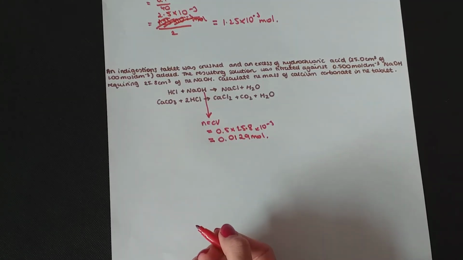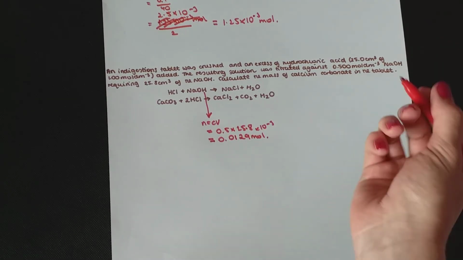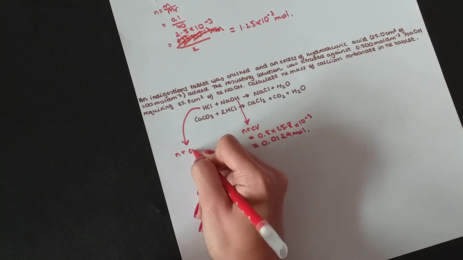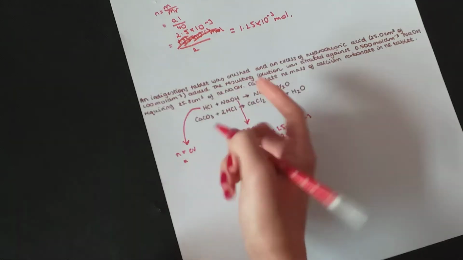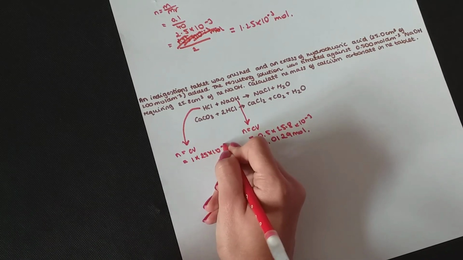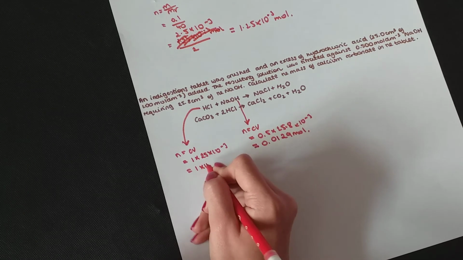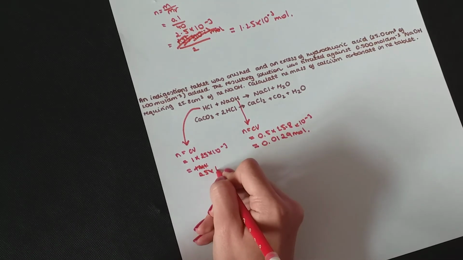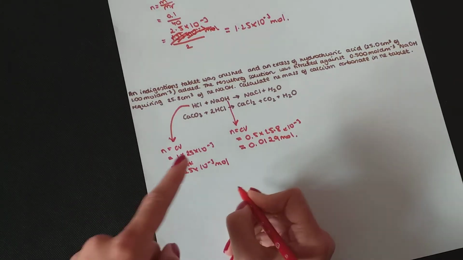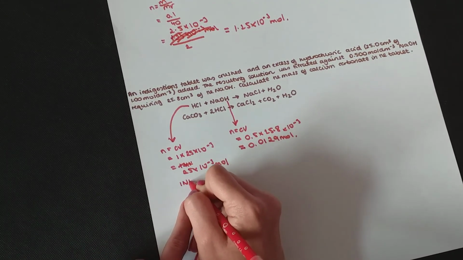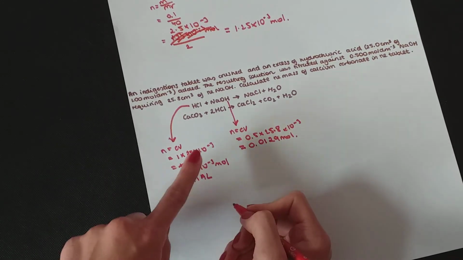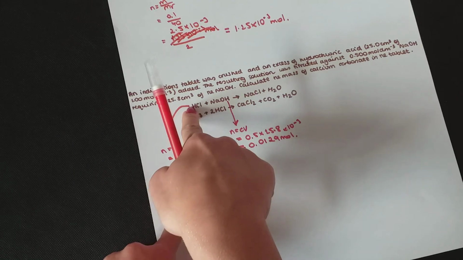What we also know is the number of moles of HCl, because we've been given it in the bracket. So it's 1 times 25 times 10 to the minus 3. That gives us 25 times 10 to the minus 3 moles. So that's the initial number of moles of hydrochloric acid.